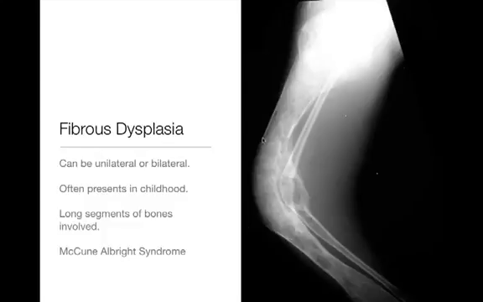You have this geographic lytic lesion, which is affecting a long segment, nearly the entire tibia, and also a shorter segment of the fibula, and is creating these bowing abnormalities in both the tibia and fibula. And these bowing abnormalities are classic of fibrous dysplasia with this underlying lesion.